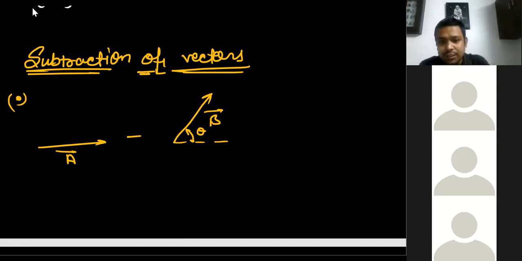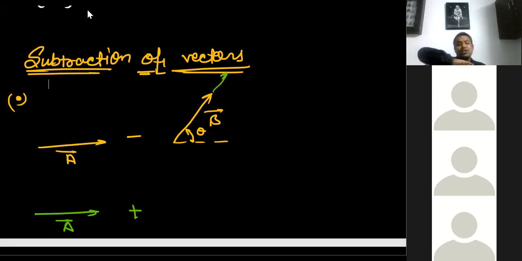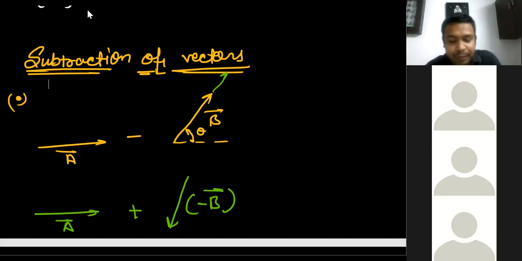So in subtraction, just see, this is vector A plus, and if the positive vector B is along this direction, then the negative vector B is along this direction, the opposite vector of vector B. What does negative mean? Please listen very carefully. The negative vector B means it acts in the opposite direction of vector B.